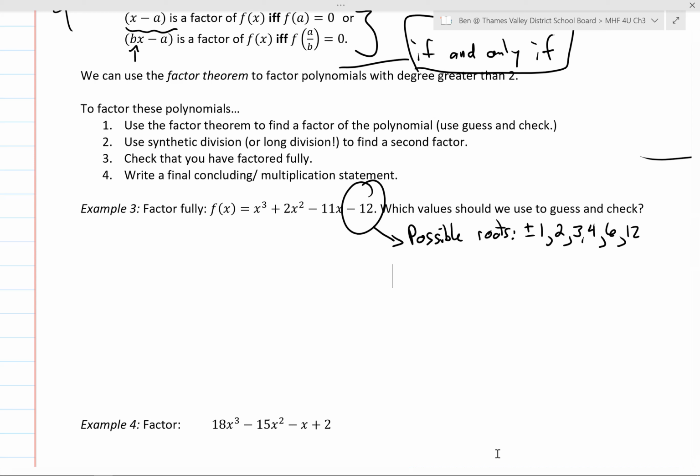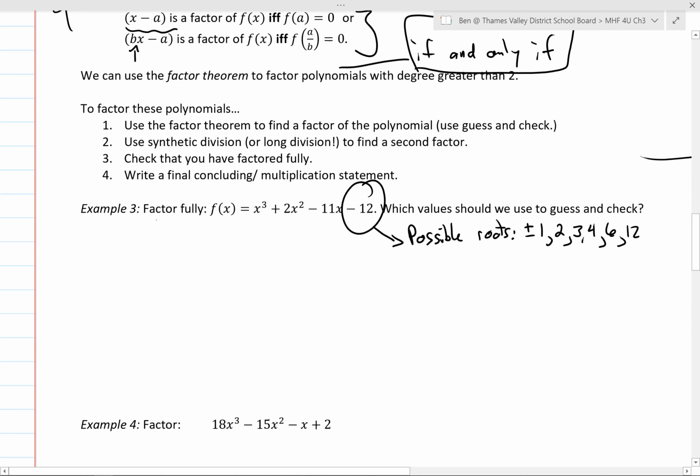Well, you're right, it would be, but once we find just one factor, then all of a sudden it makes our lives much easier when we're trying to factor the rest, because it simplifies the problem. And you'll see what I mean here in a moment. Let's try positive 1 first.